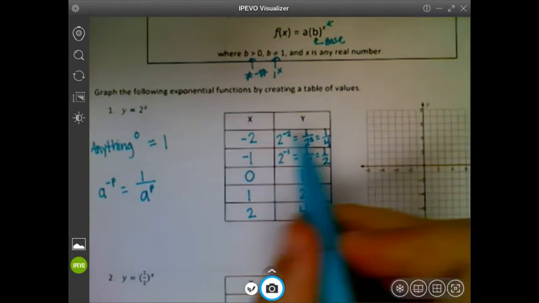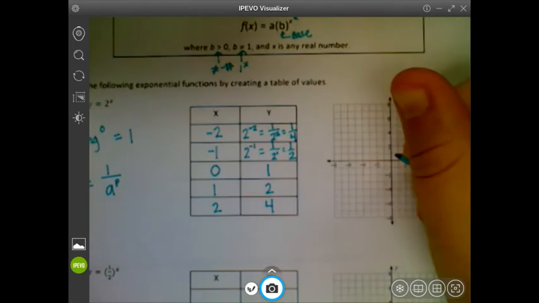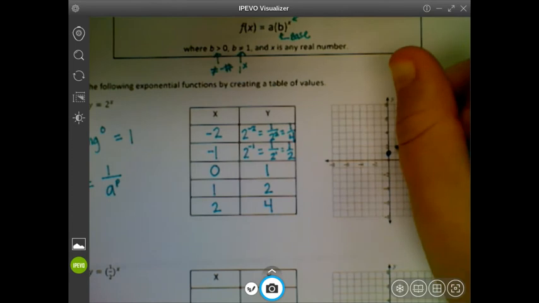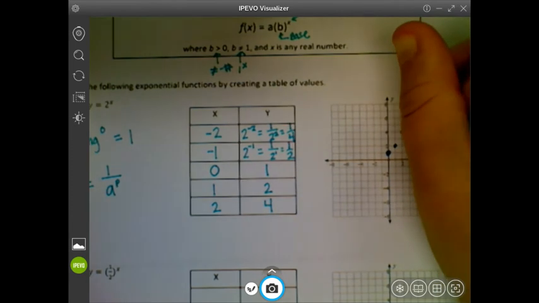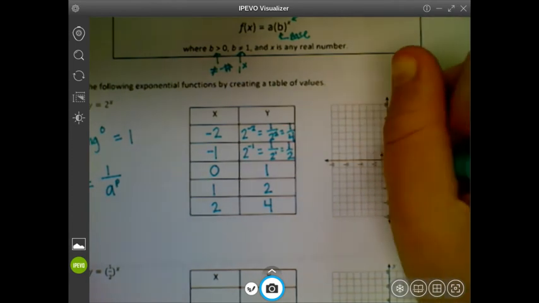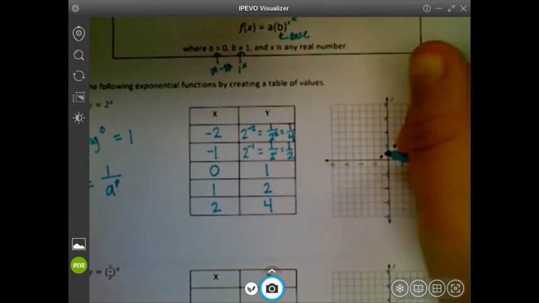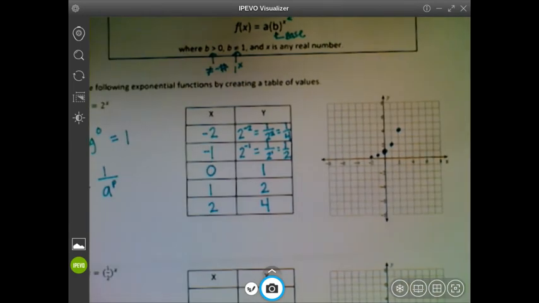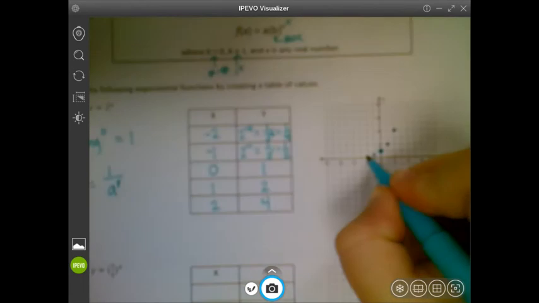All right, so what we're going to do is go ahead and plot these. I like to start at (0, 1), and then (1, 2), (2, 4). And then for the decimals, you just have to get close, right? So -1, a half, and then a fourth. And here is your curve.